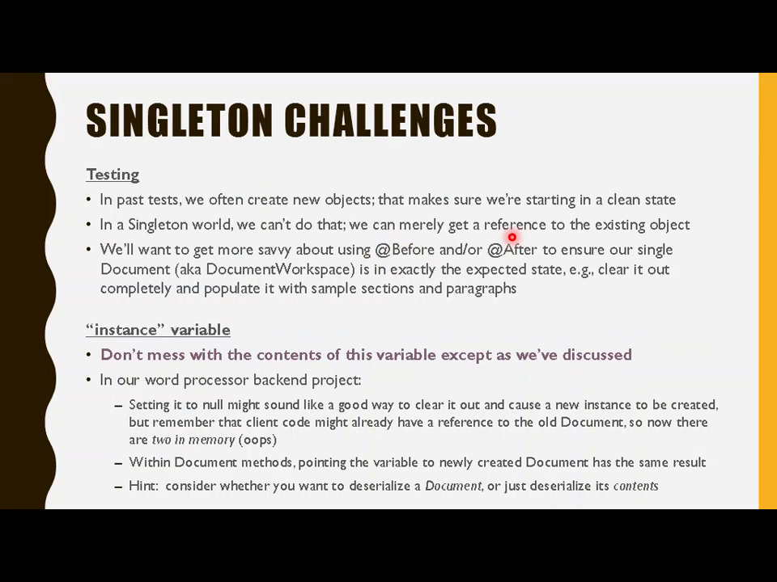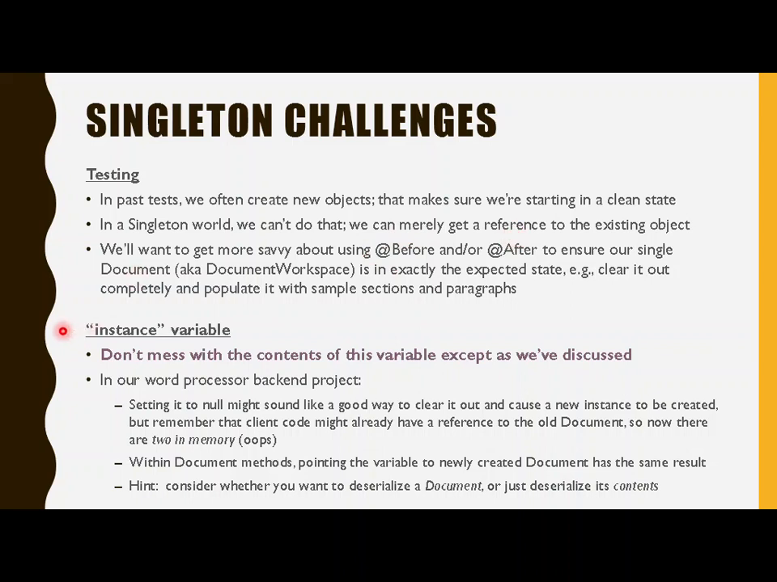So in our project where we're working with documents and document workspaces, a sort of word processor back end, you have to think about when you start the test, you want to make sure that your before or after step has always put it back to a known state. Maybe you clear things out, zero things out, empty things out, put in the sample data again, but you're responsible for doing that. Think about before and after in a more important way here.